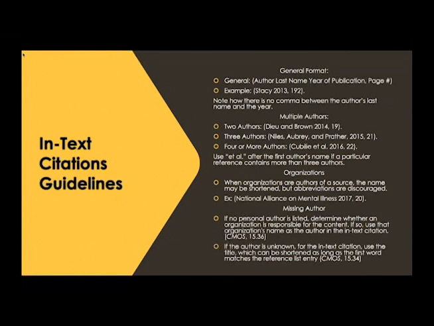Sometimes there will be no author altogether. If no personal author is listed, determine whether an organization is responsible for the content. If so, use that organization's name as the author in the in-text citation. In the case that the author is unknown, for the in-text citation, use the title, which can be shortened as long as the first word matches the title listed for that entry in the reference list.